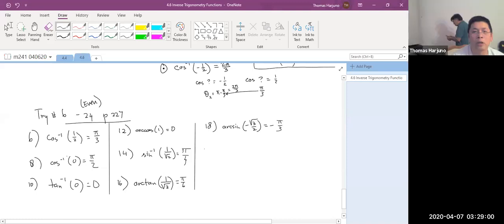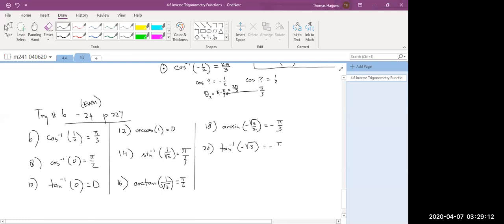Number 20. Tangent inverse of negative radical 3. That must be negative, I think, pi over 3 also. Number 22.